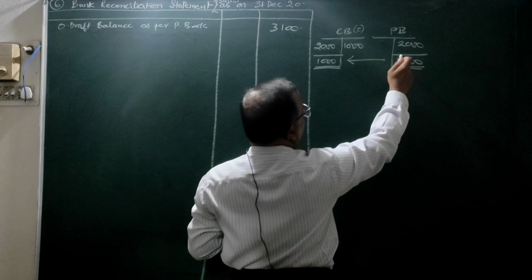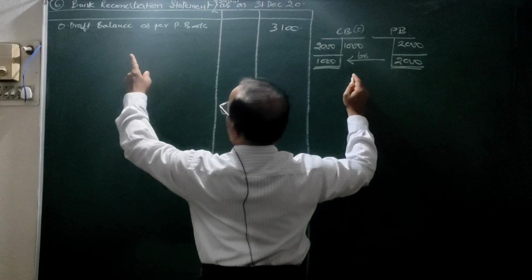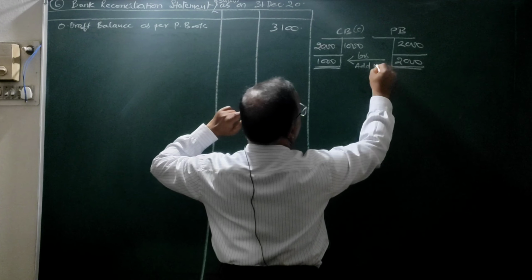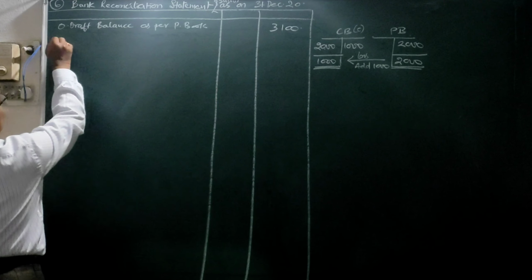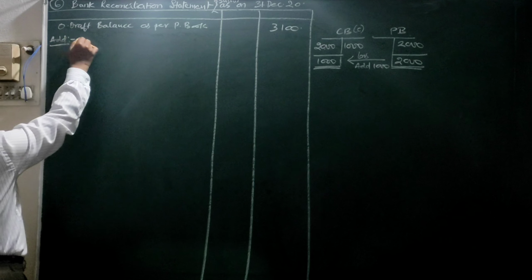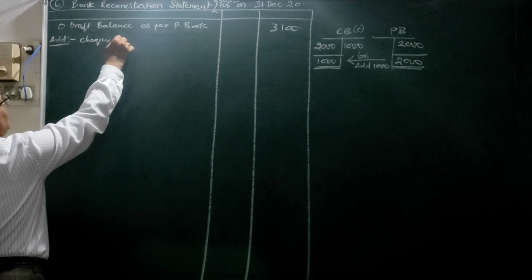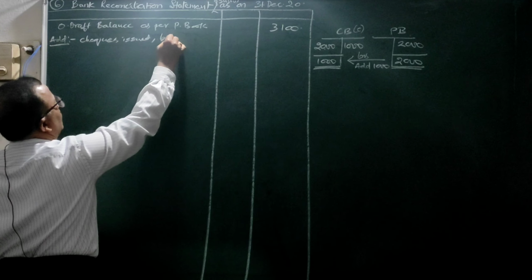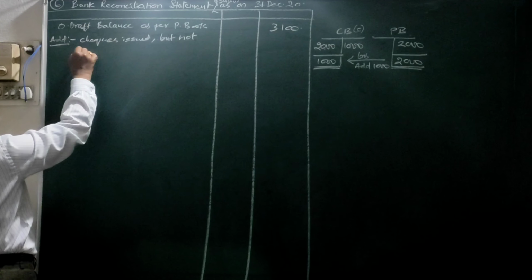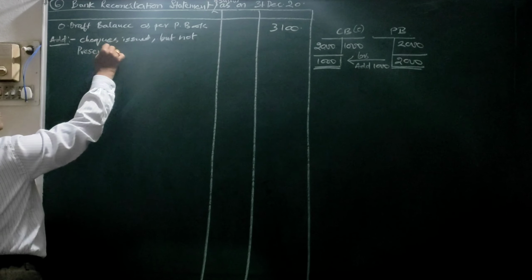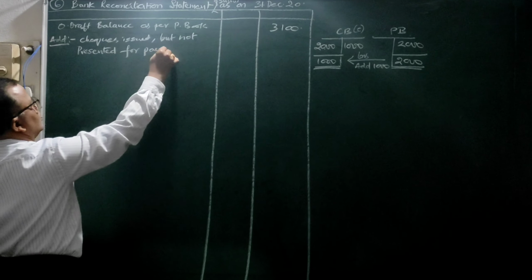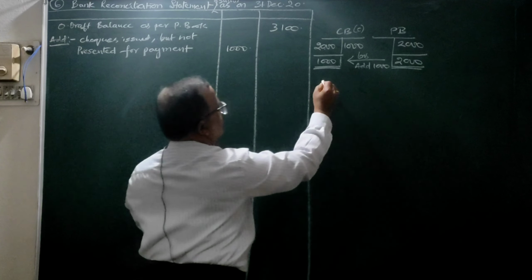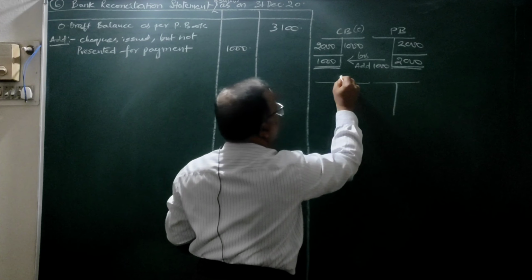So to this amount, what should we do? From this, we should subtract less. Since it is an overdraft problem, opposite of this, we should add. How much should we add? Difference is how much? 1000. So below add we are going to write: checks issued but not presented for payment, 1000.